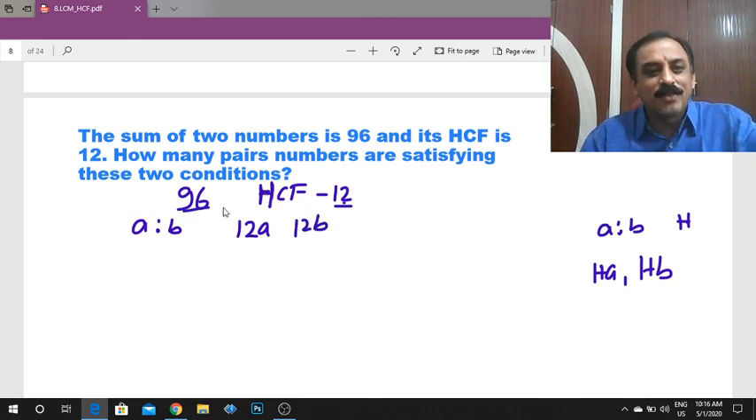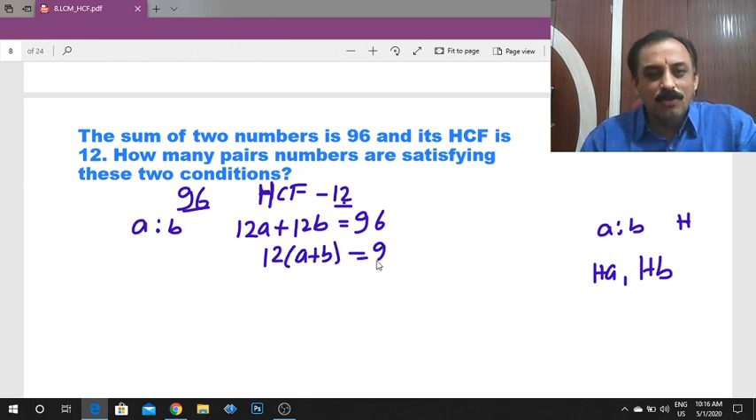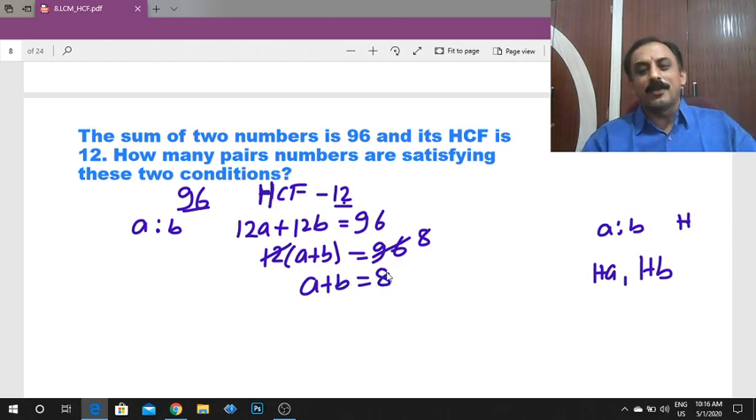According to the question, the sum of these two numbers is 96. Take 12 as common: 12 of A plus B is equal to 96. 12 ones are 12, 12 eights are 96. So what is A plus B? A plus B is equal to 8.